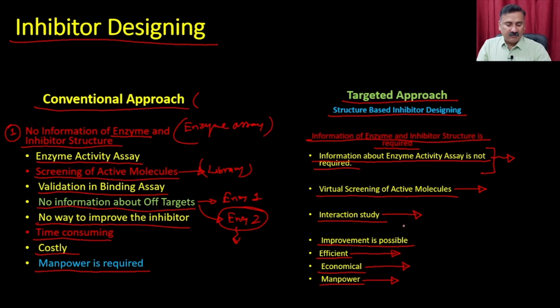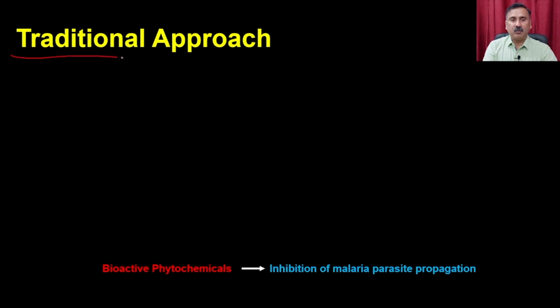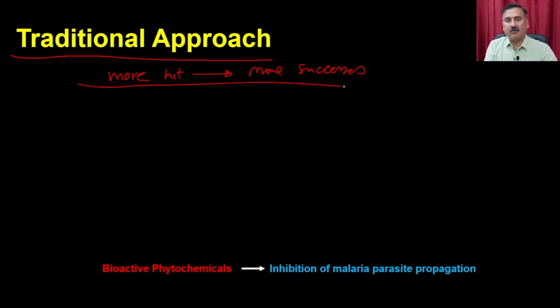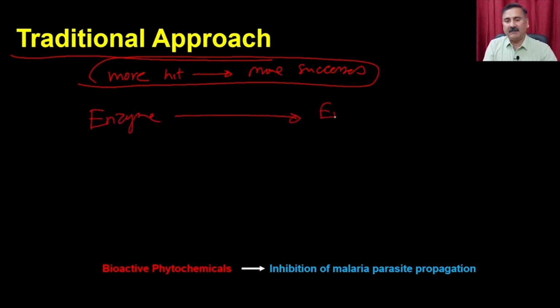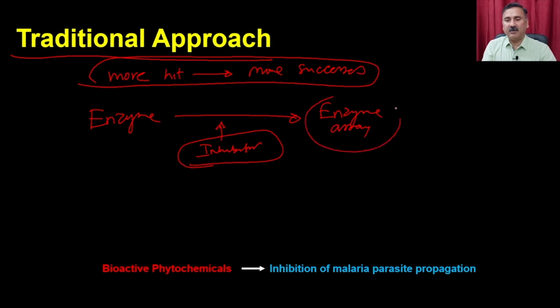Okay, so let's talk first about the traditional approach. The traditional approach is called "more hits, more success." That is the main motto of the traditional approach. In a traditional approach, you require an enzyme and an enzyme assay, and that's how you can screen the different types of inhibitors. Using this data, you can say whether this inhibitor is inhibiting the enzyme or not.